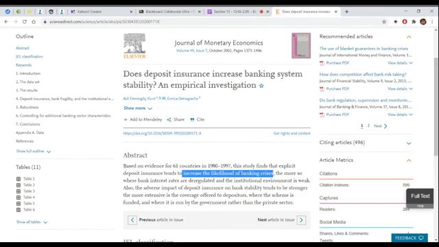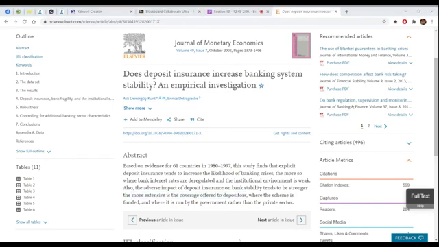Oh dear. They go on. More so where bank interest rates are deregulated. Remember, a key mechanism here was that the bad banks need to be able to attract customers, and it's easier for them to do that, of course, if there's no regulation of the interest rates. And the institutional environment is weak. What does that mean? It means that government regulation is weak, more generally. Also, the adverse impact of deposit insurance on bank stability tends to be stronger the more extensive the coverage offered. In other words, the better the deposit insurance, the worse this problem becomes. Which makes sense.